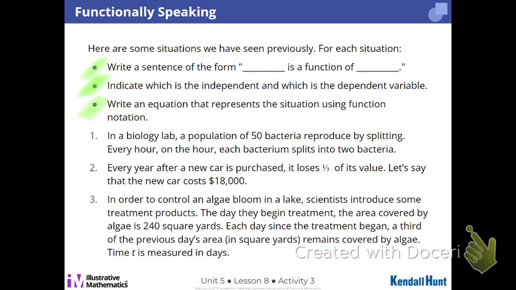So what that means is, in function notation, I'm writing with the highlighter. f of t equals, everybody, initial value: 50. What's happening to it? Doubles. How many times? t times.